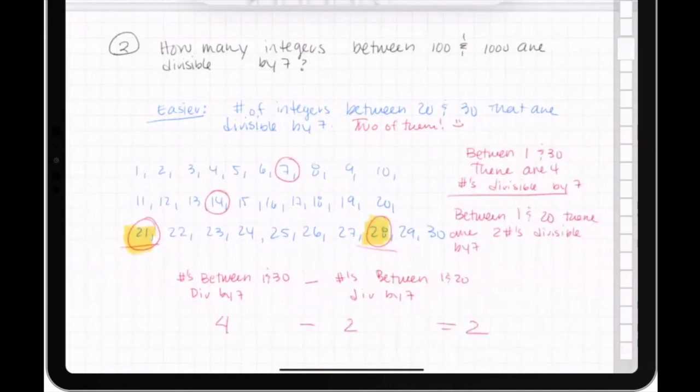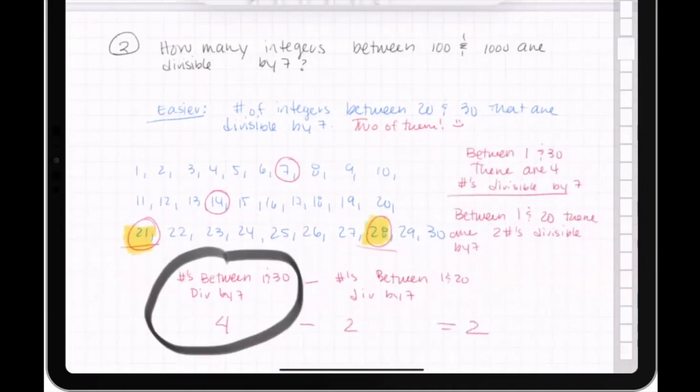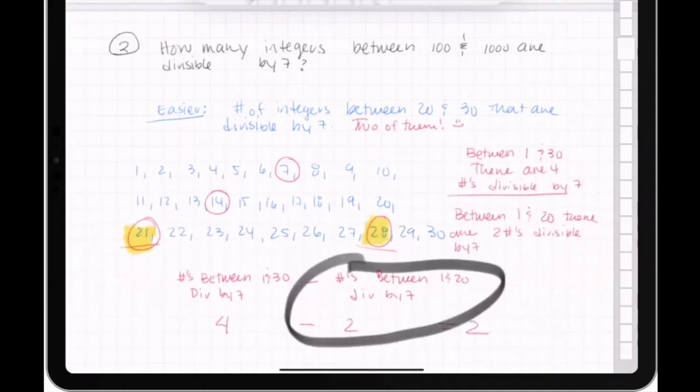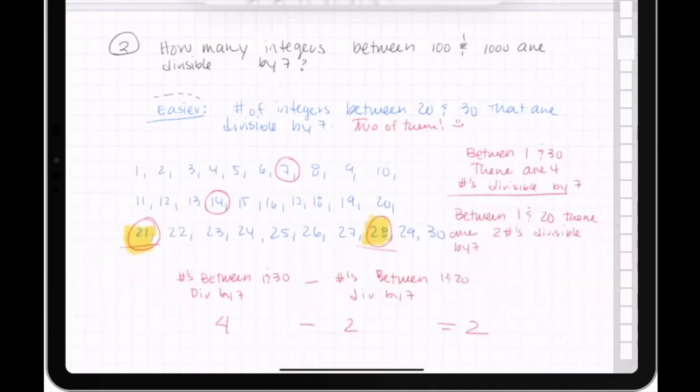Now, I don't want to make a list of numbers all the way to 1,000, and I don't think you guys want to either. But the idea with this simpler example is to illustrate what we need to do. We need to find the numbers between 1 and 1,000 that are divisible by 7. Then we need to find the numbers between 1 and 100 that are divisible by 7 and take the difference. So let's do that.